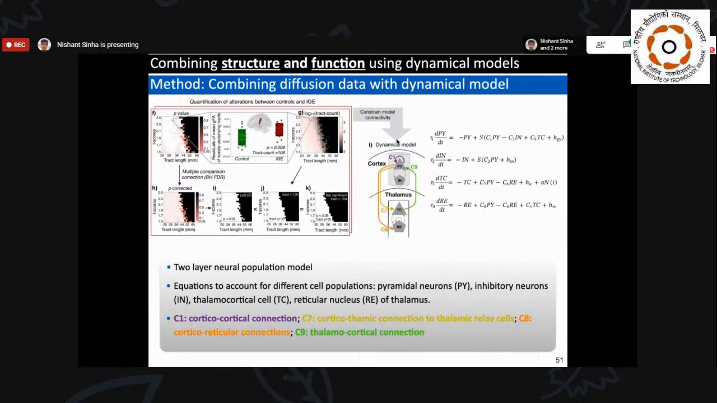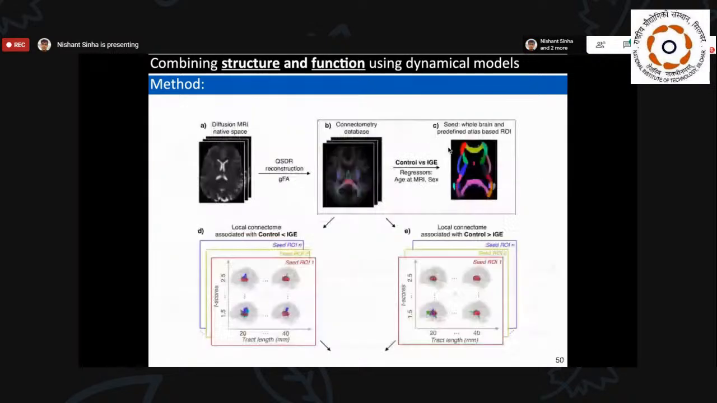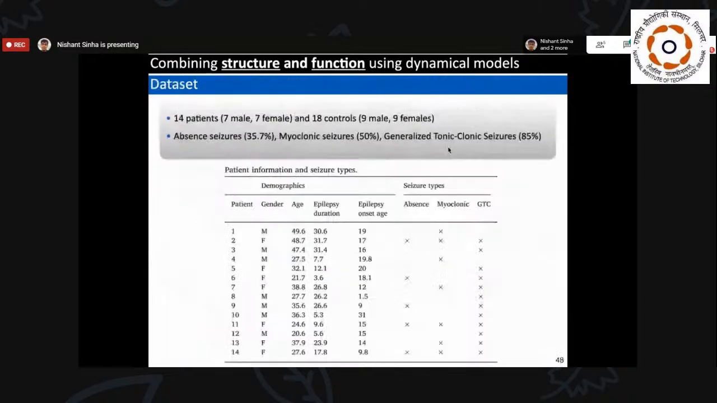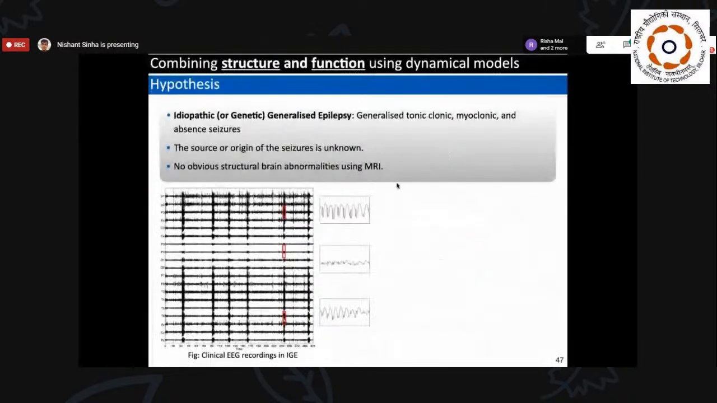We have a dynamical model in which we inform these changes in the tracts. So the model essentially has four compartments. So this is the pyramidal neuron and the inhibitory neuron representing the cortex, and the thalamus is represented here by these TC and RE. And these are essentially differential equations, which upon simulation would reproduce the features which are very similar to actual seizures as shown here.